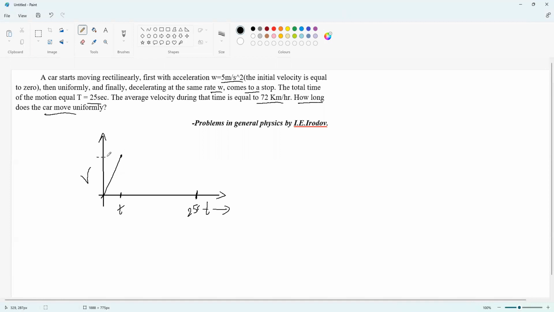What would be the velocity after time t if it's accelerating with a constant acceleration of 5 meters per second squared? As you have guessed it right, the velocity would be 5 times t. So this length here is 5t. And now it goes on with constant velocity for some time, and after some time, it starts decelerating with the same deceleration of 5.